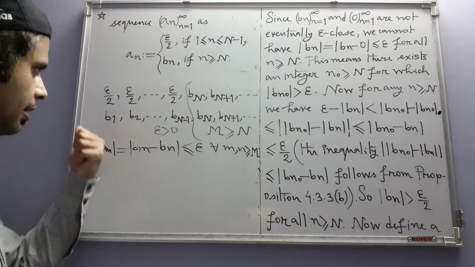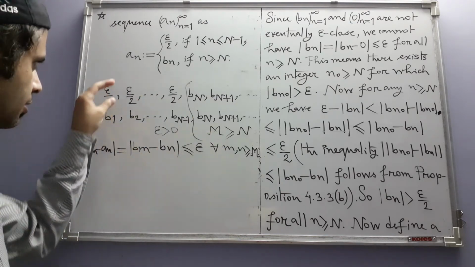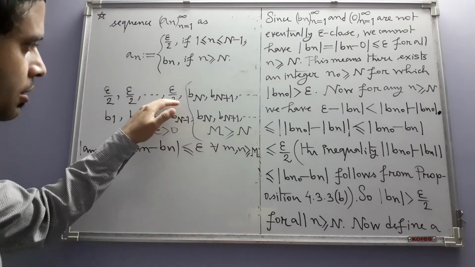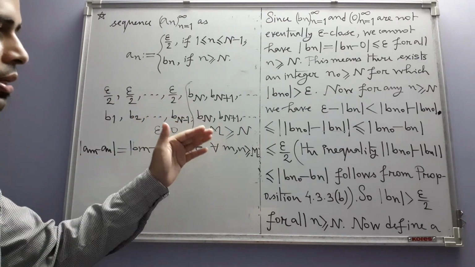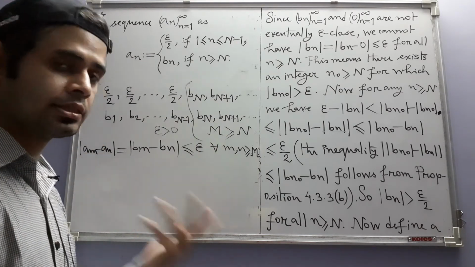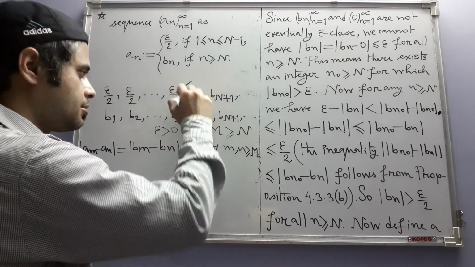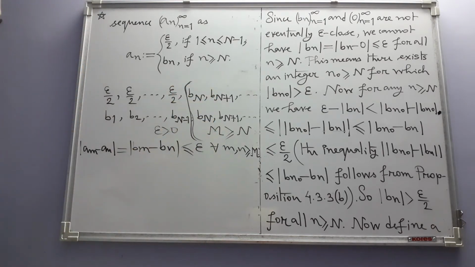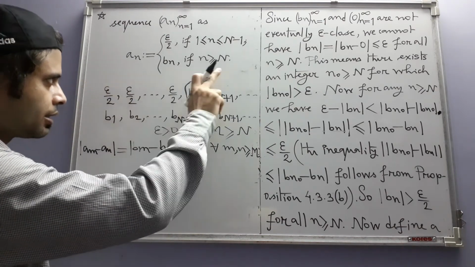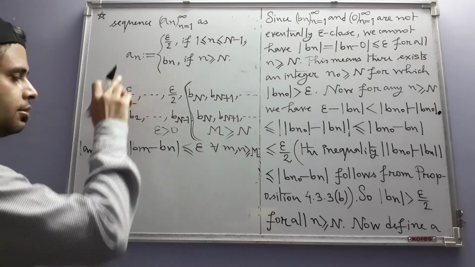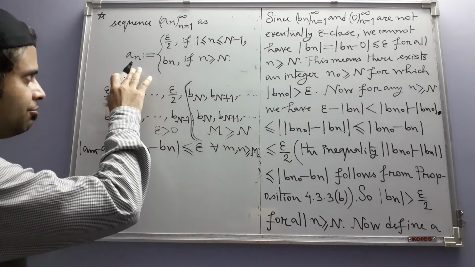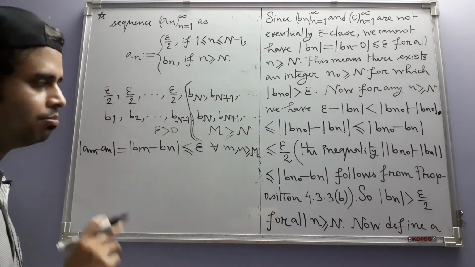In fact, an is not just Cauchy, but the sequences an and bn are actually equivalent, because they are not just eventually epsilon close, but you can say they are actually eventually the same. After this stage, they become identical. So these are the two things we conclude: an is a Cauchy sequence since bn is a Cauchy sequence, and in fact an is equivalent to bn.